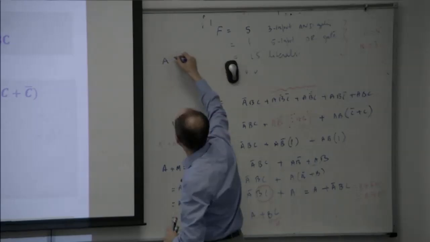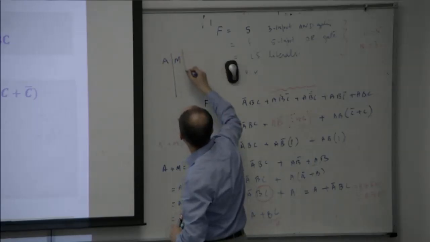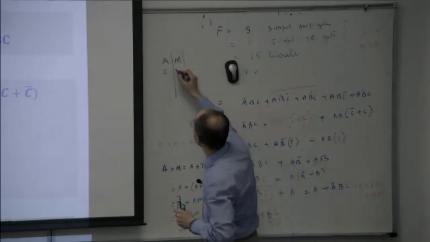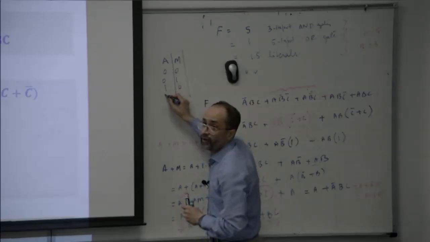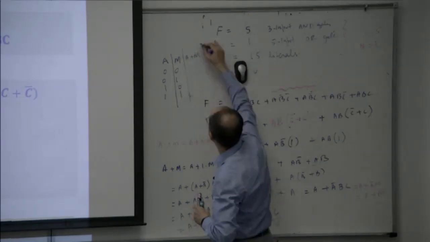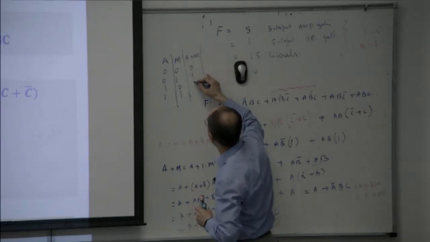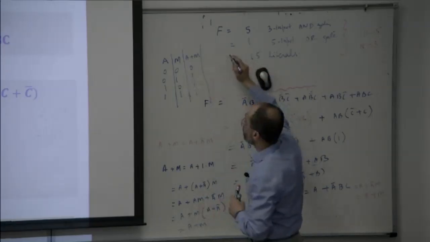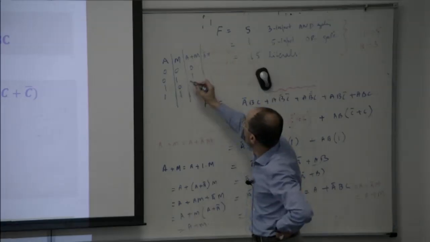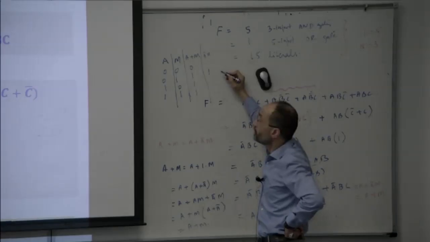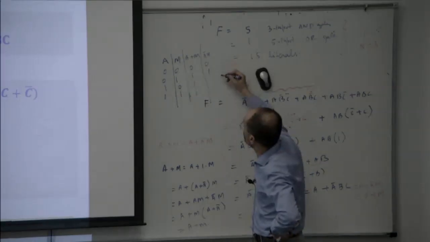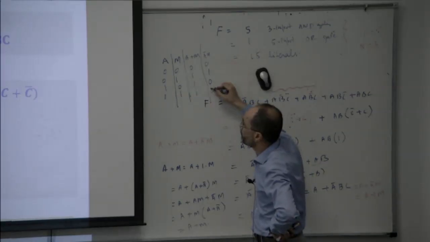Now we have A and M. How many combinations? 4 combinations: 0 0, 0 1, 1 0 and 1 1. And A plus M. What will be A plus M? Yes, please help me. 0 1 1 1. Okay, now we need A bar M. What will be A bar M? A bar M is 1 and it will become 0 0 and then 0.